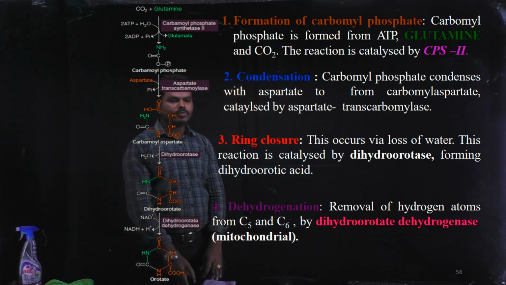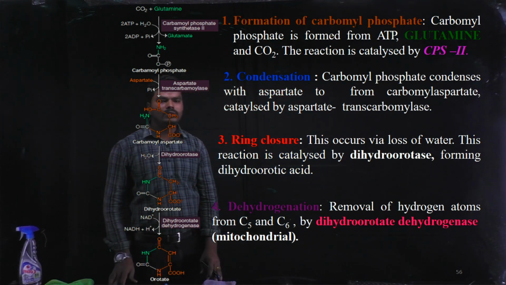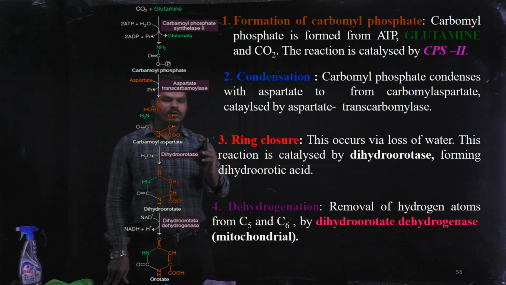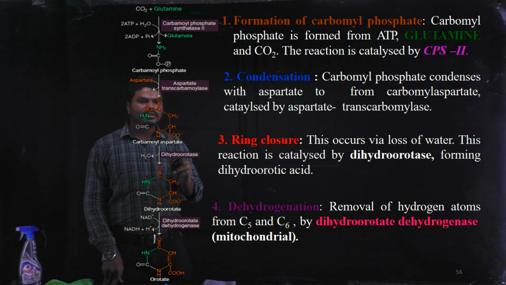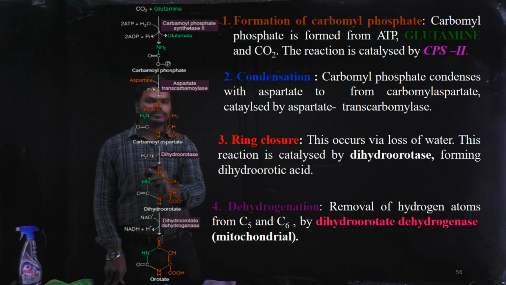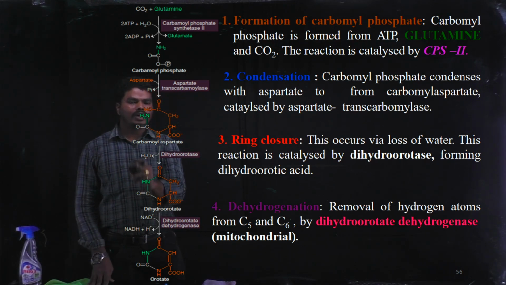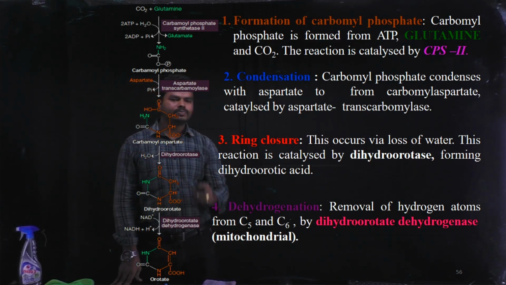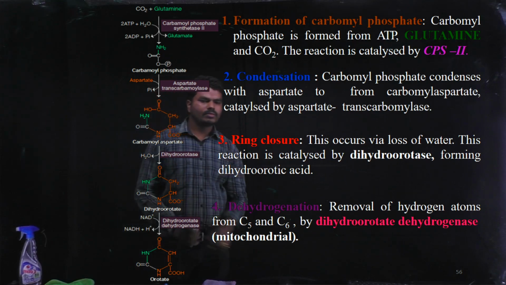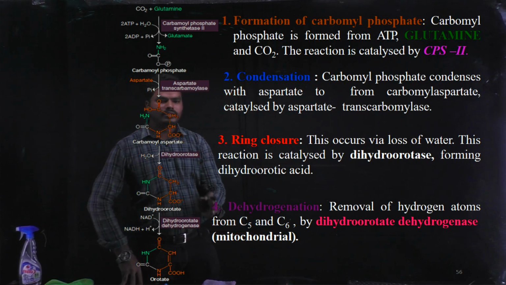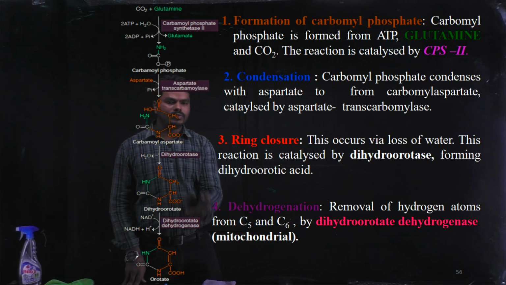Okay. And coming to the next, the fourth reaction, that is nothing but dehydrogenation. Dehydrogenation is nothing but removal of hydrogen atoms from C5 and C6 carbons. So when you observe this structure, there is dihydroorotic acid with C5 and C6. See, here it is C5 and C6. From this, the hydrogen atoms are removed from C5 and C6 to form the orotate molecule. That is the product formed during this reaction.